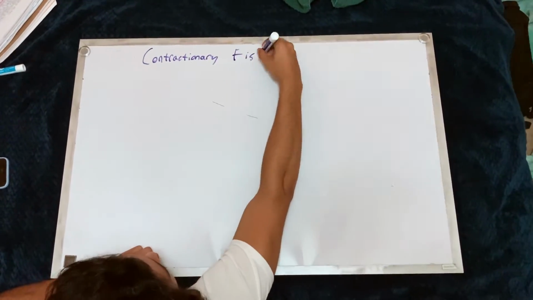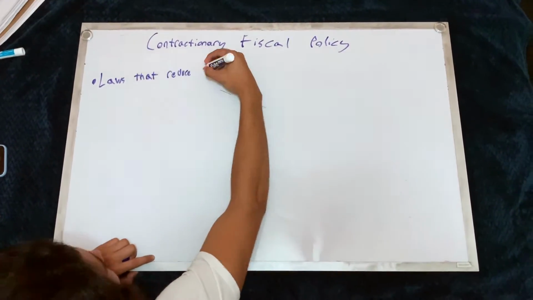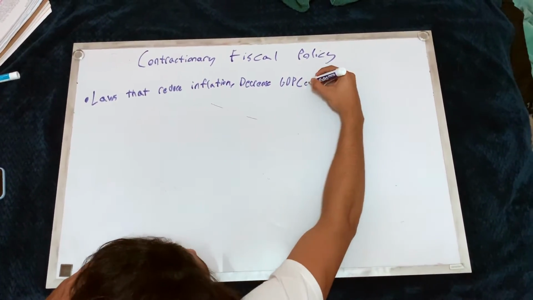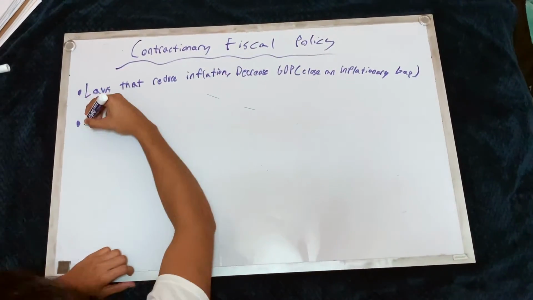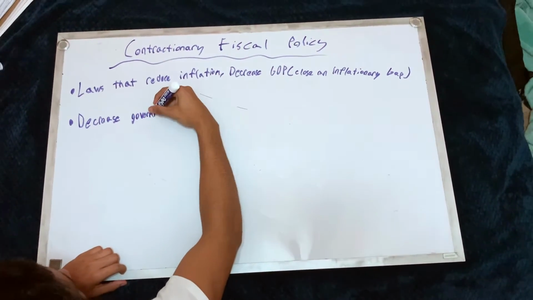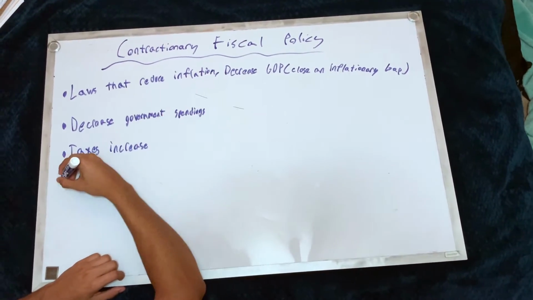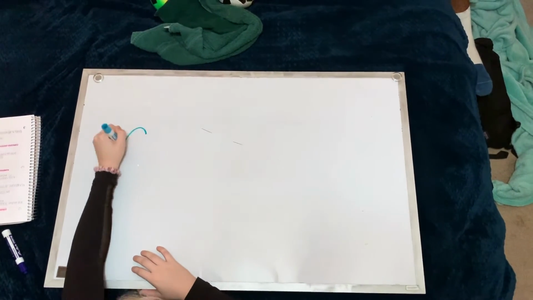Contractionary fiscal policy. Laws created to reduce inflation and lower GDP, and that closes an inflationary gap. And then government spending decreases and taxes increase, or it could be a combination of both.